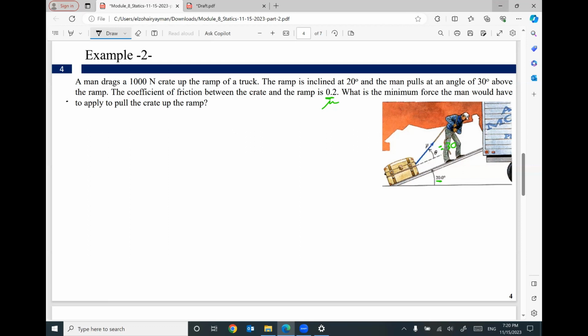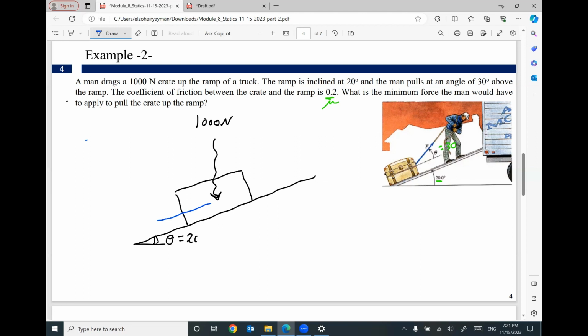So I will start to draw the free body diagram. Everybody, please pay more attention. Here is the inclined surface with angle theta equal to 20, and here is the box. This box has a weight in the vertical direction equal to 1,000 Newton. Keep in mind, I need to break this 1,000 Newton into something parallel and something perpendicular to the surface of contact. This will happen using the angle theta, which is 20 degrees.